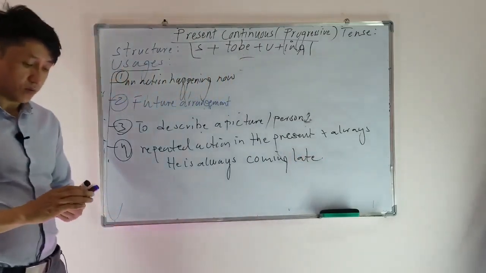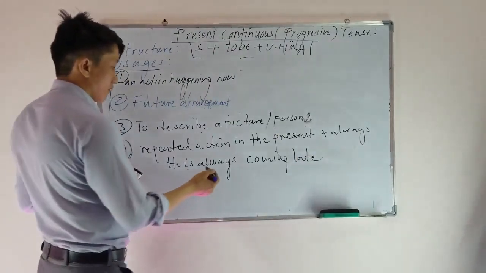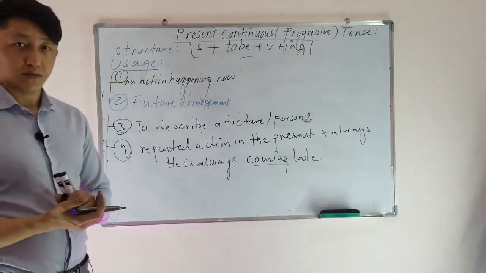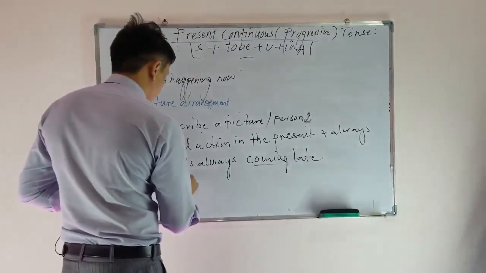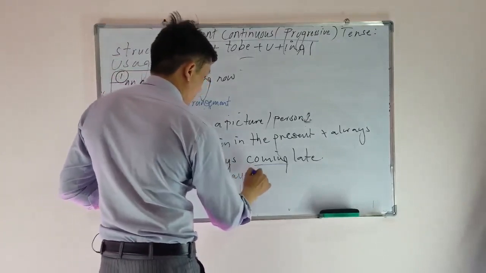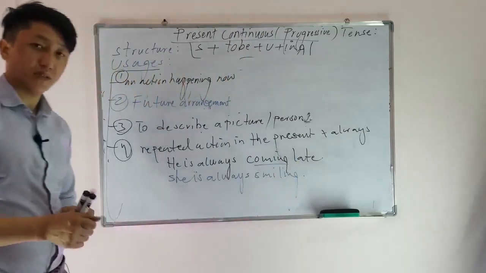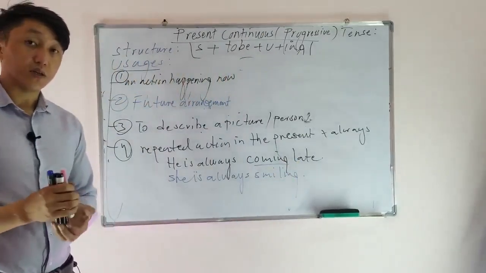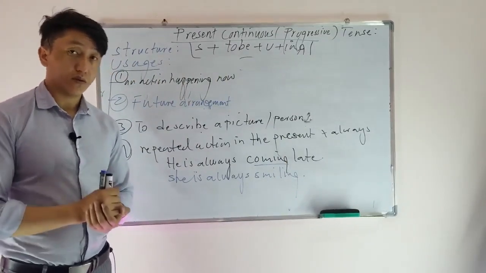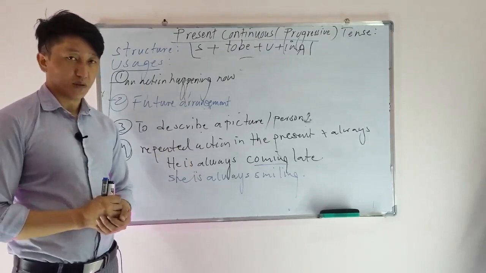Now here you want to say it as a dissatisfaction. You can say he is always coming late. Now this coming happens repeatedly in the present tense. Or next one, she is always smiling. It means whenever I see her, she smiles. She's always smiling. I say you're always reading something. He is always arguing with people. It means this arguing happens repeatedly in the present tense.